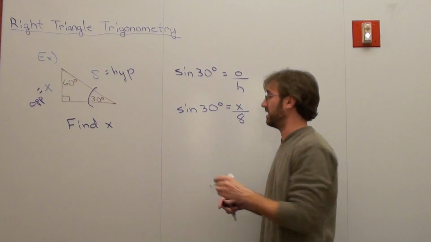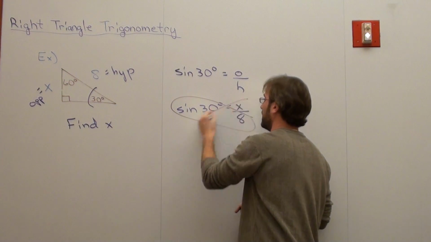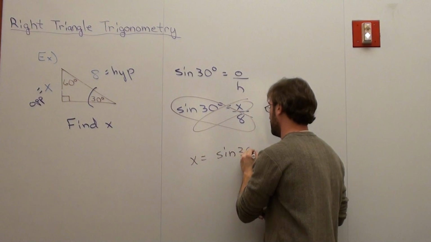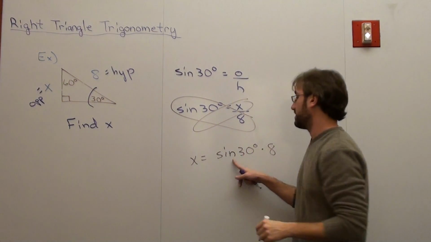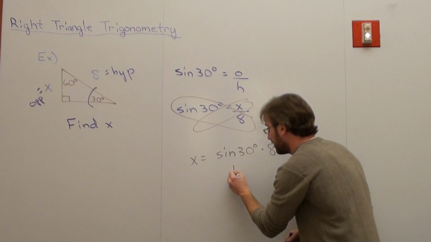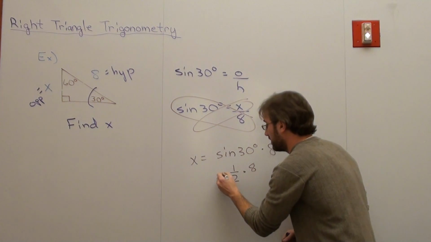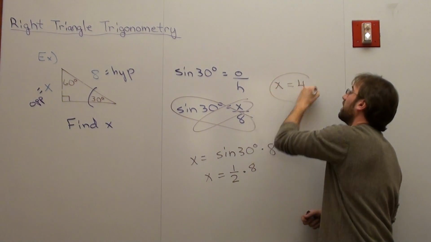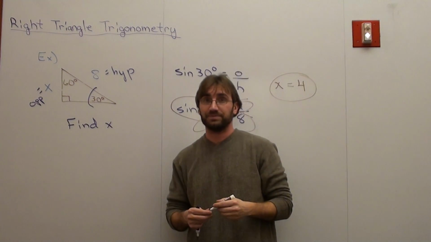Actually what I would do instead is go ahead and cross multiply. x equals sine of 30 degrees times 8. Sine of 30 degrees is 1/2. Go ahead and plug that in, I guarantee it is. Times 8. Half of 8 is 4. So my x is 4.